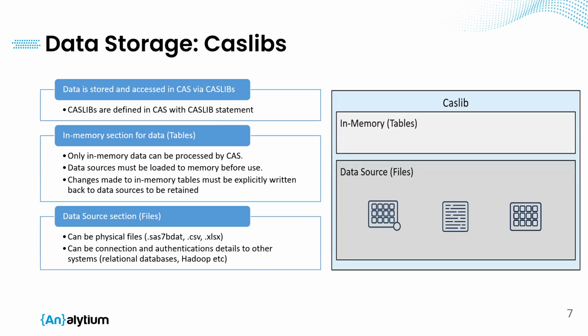There are 2 portions within a CAS lib. There are the in-memory tables, and there's a data source section. The data source section is where your files are. In-memory is tables. Data source section is files, which can be physical files, like traditional SAS data sets, CSVs, Excel files, or they can be connection and authentication details to other systems.